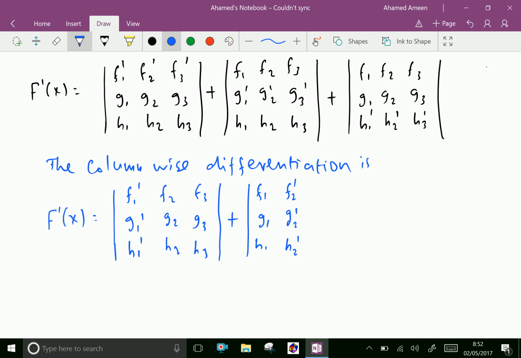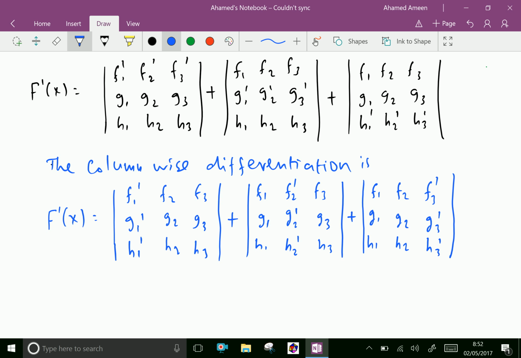The third column is kept as it is, f3, g3, and h3, plus keep the first and second columns as they are, that is f1, g1, h1, f2, g2, h2, and differentiate the third column, that is f3 dash, g3 dash, and h3 dash.